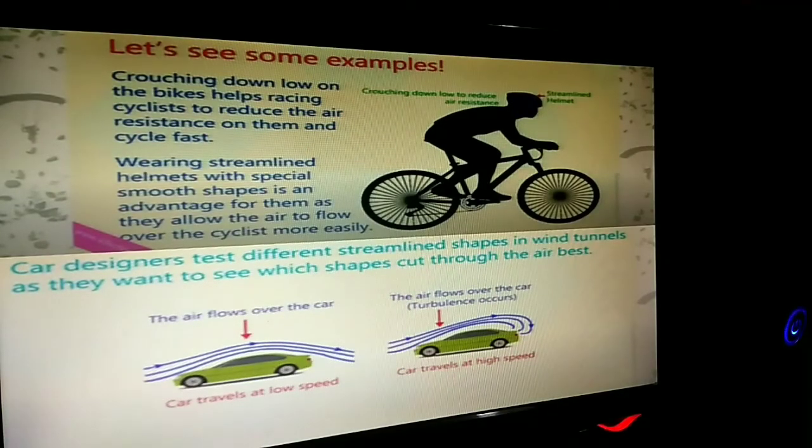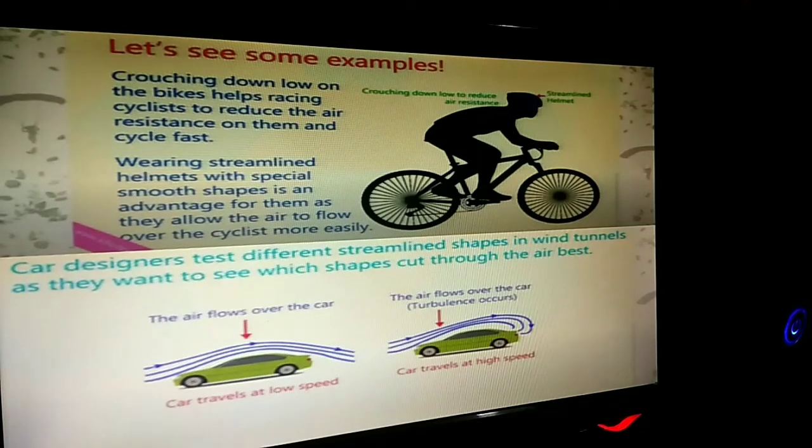Then some more examples, such as how a car travels at low speed compared to when it travels at high speed. So the designers first test streamlined shapes in wind, observing the bird, and they cut the shapes accordingly in order to overcome the air resistance. They choose whichever shape is best suited.